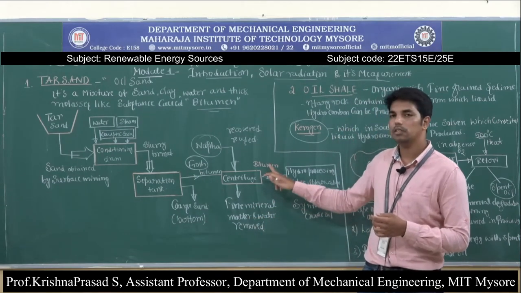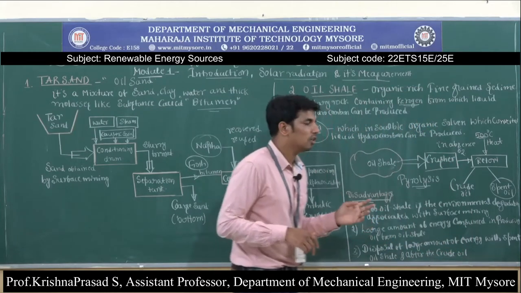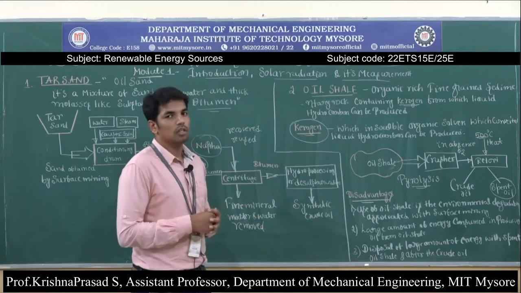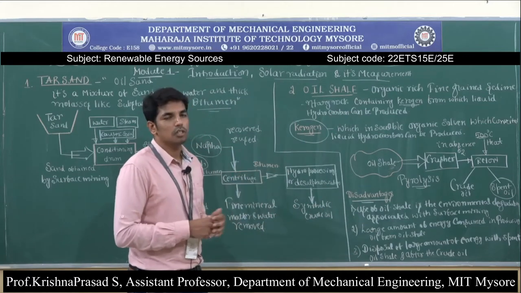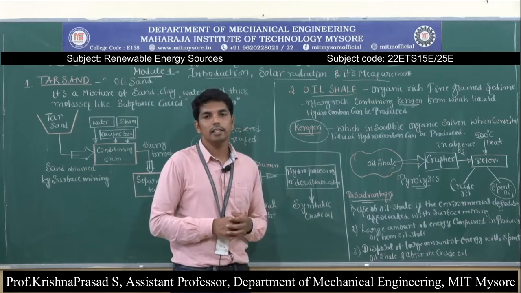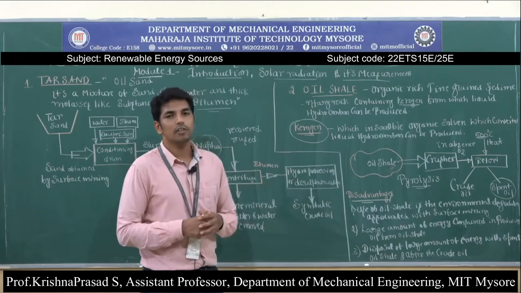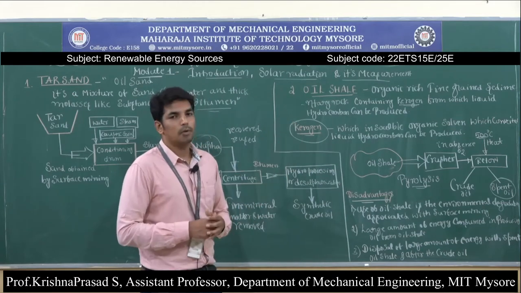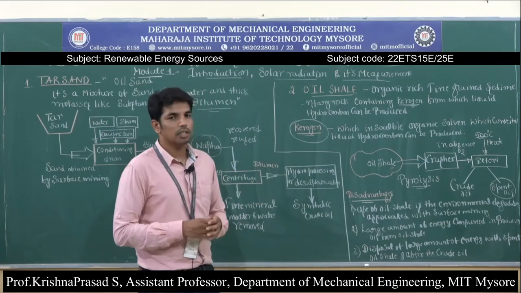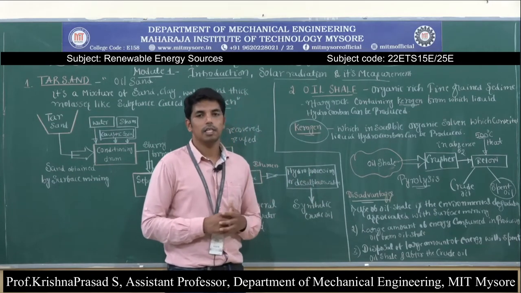After that, the bitumen passes into the hydroprocessing or desulfurization process in order to convert it to synthetic crude oil. Similarly, another process is called oil shale. Oil shale is an organic-rich, fine-grained sedimentary rock containing kerogen from which liquid hydrocarbon can be produced. Then what is meant by kerogen? Kerogen is a solid organic material, insoluble in organic solvents, from which liquid hydrocarbon can be produced.